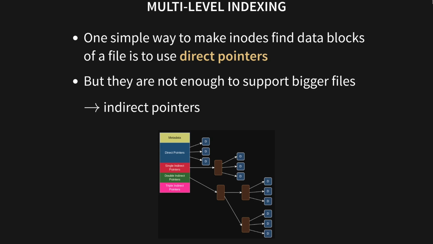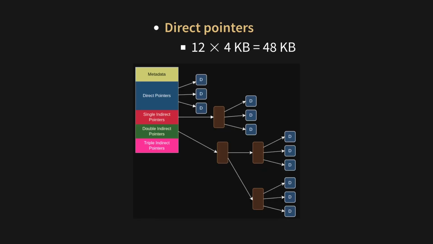So to solve this issue, we add layers of indirection. As you can see in this example, usually the number of direct pointers is 12. So here we are assuming 12, and we'll see again in the ext2 wiki that it's 12 there too. So with only 12 direct pointers, we can have a maximum file size of 48 kilobytes, which is not so much. That's why we need to add extra layers of indirection, like the single indirect pointers.